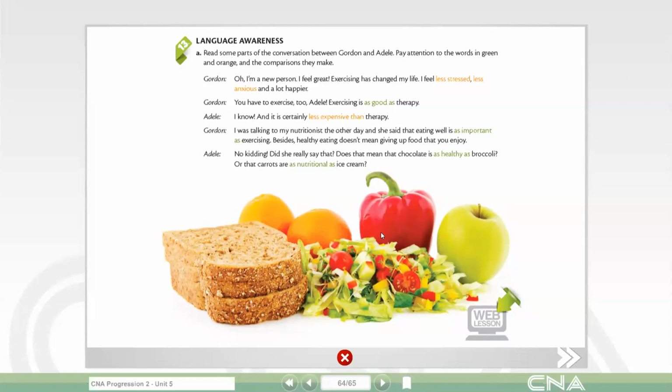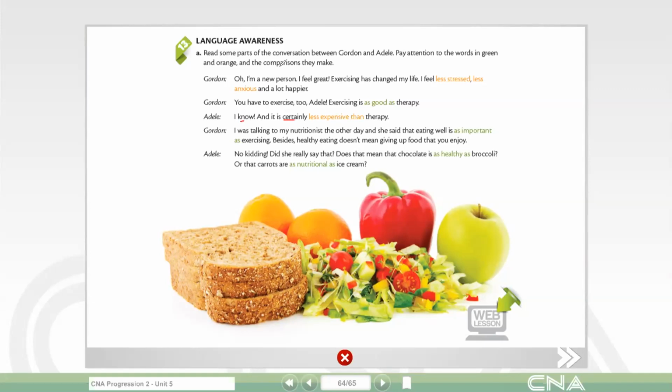Oh, I am a new person. I feel great. Exercising has changed my life. I feel less stressed, less anxious, and a lot of happy. You have to exercise too, Adele. Exercising is as good as therapy. I know, and it is certainly less expensive than therapy.